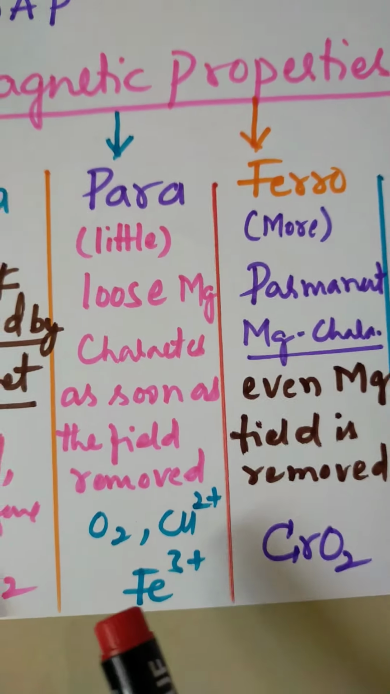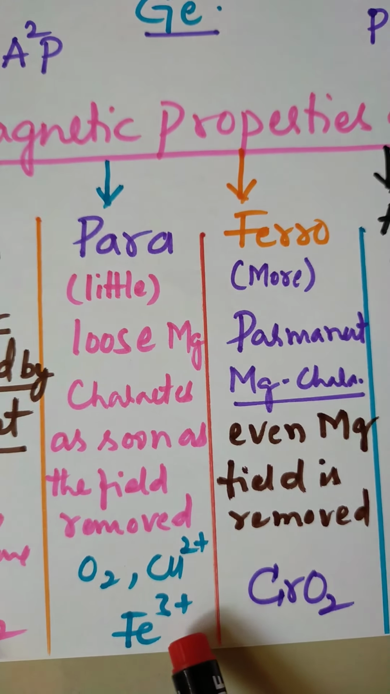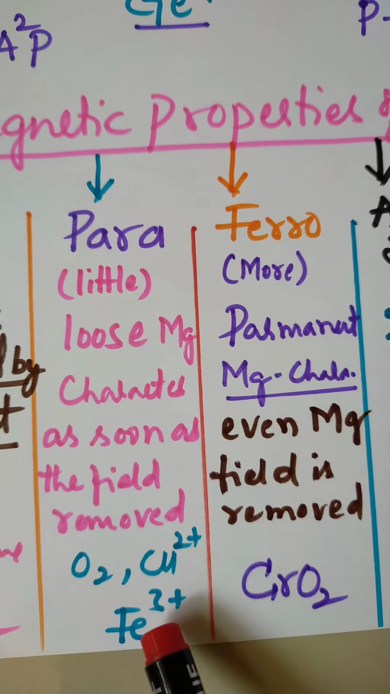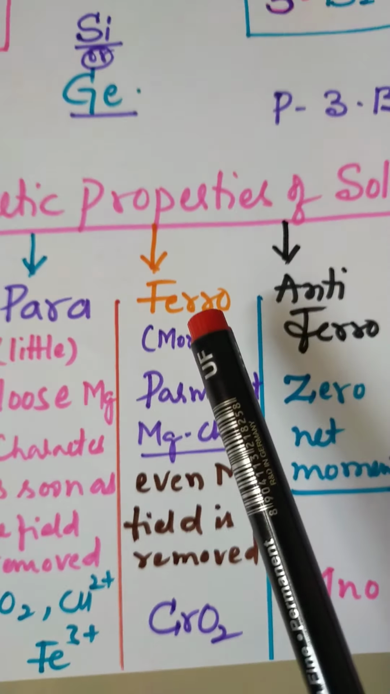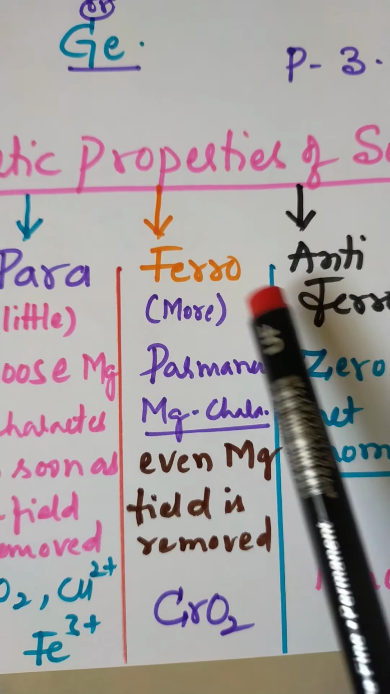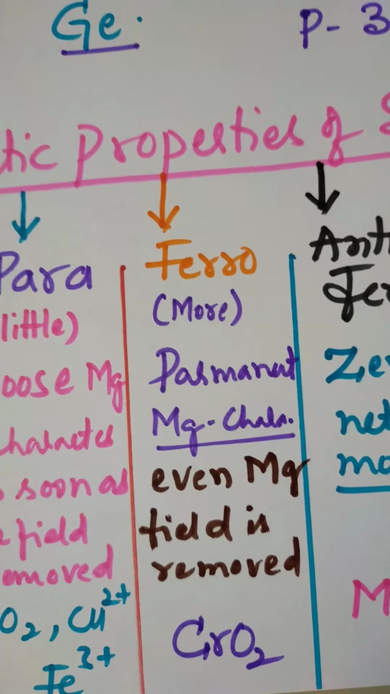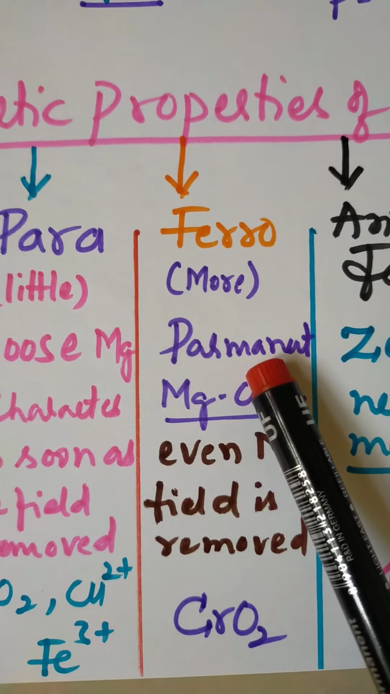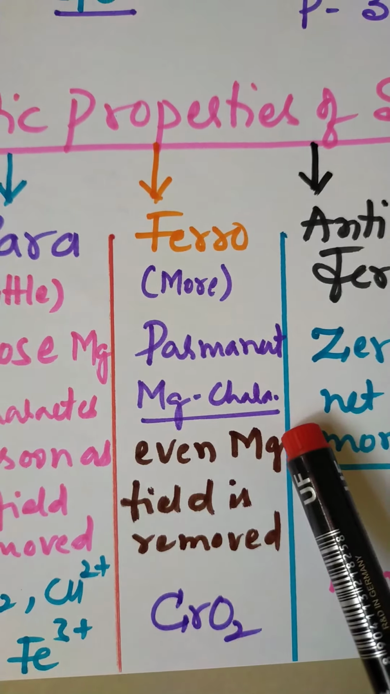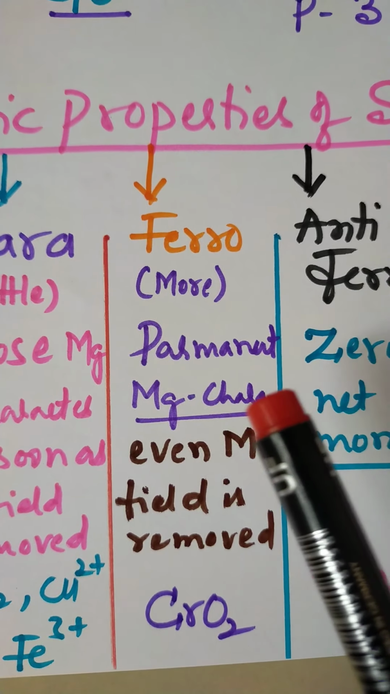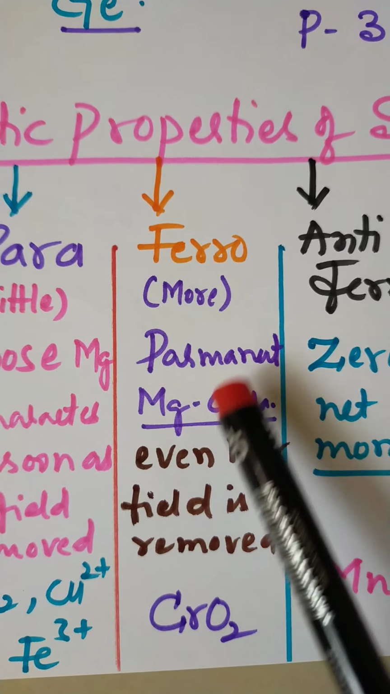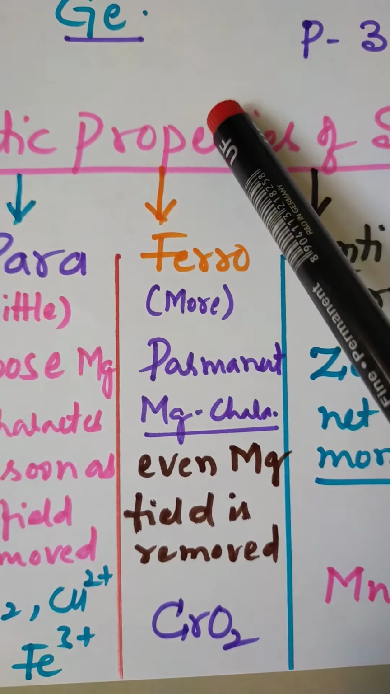Examples are oxygen, copper, and iron 2 plus and then iron 3, ferric. Then come to the ferro. Ferro means more attraction. It's a permanent magnetic character. These are materials which show the permanent magnetic character even when the magnetic field is removed. Those materials are called ferromagnetic materials.